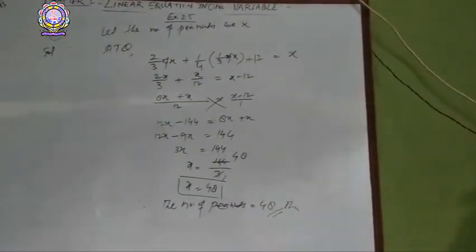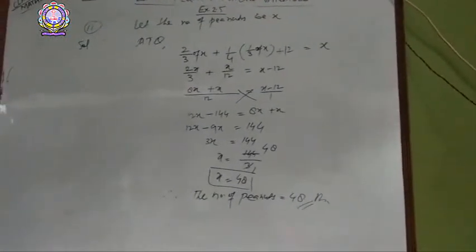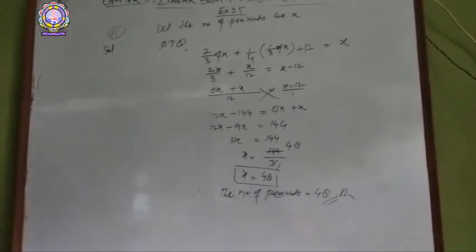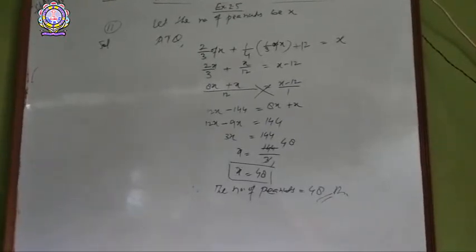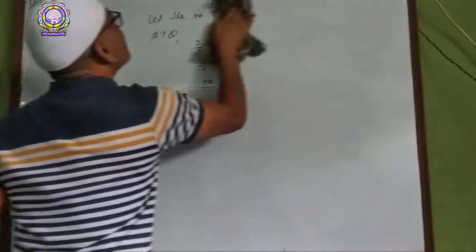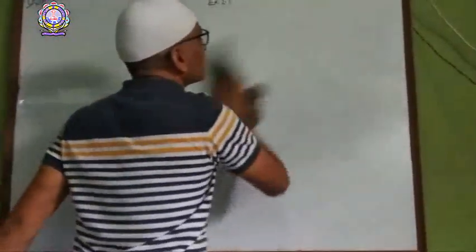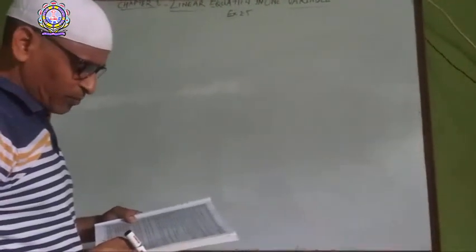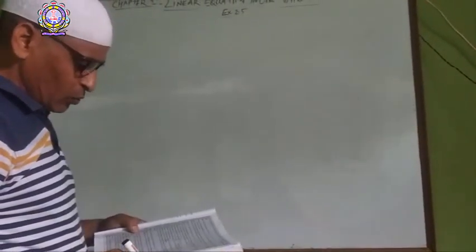Okay. Now come to the next question, that is question number 12. So what is question 12? A steamer goes downstream and covers the distance between 2 points in 4 hours, while it covers the same distance upstream in 5 hours. If the speed of the stream is 2 km per hour, find the speed of the steamer in still water.